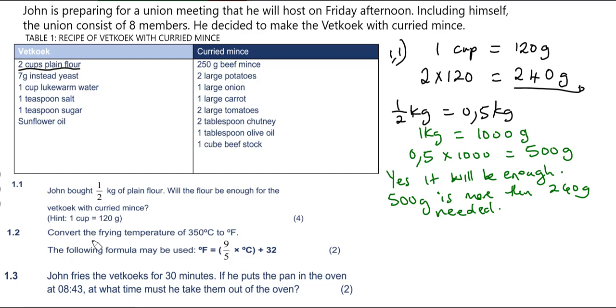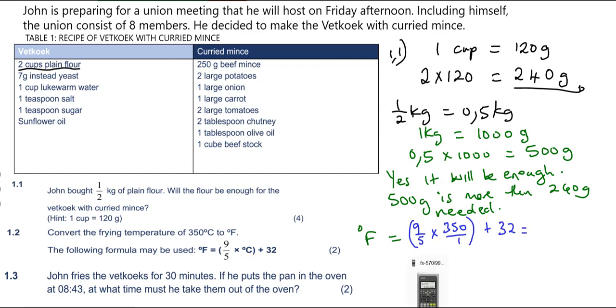Now let's look at the question: convert the frying temperature of 350 degrees to Fahrenheit. The following formula may be used. We have the formula already. Now, what must you do? You are going to say, okay, my Fahrenheit is equal to, in brackets, 9/5 times the temperature in degrees Celsius, which is 350 over 1, plus 32.